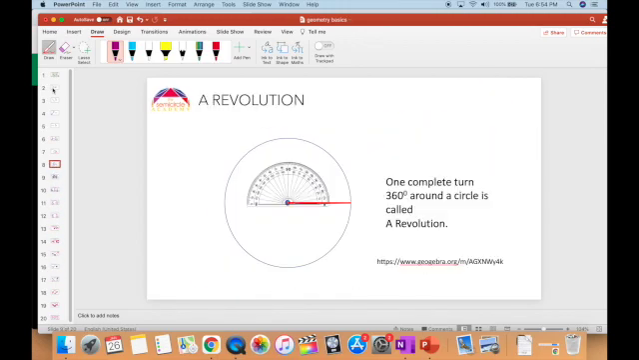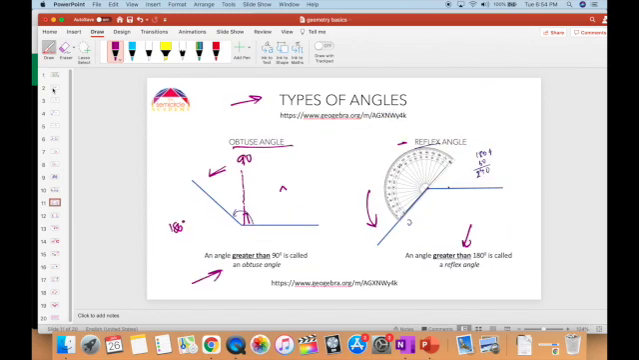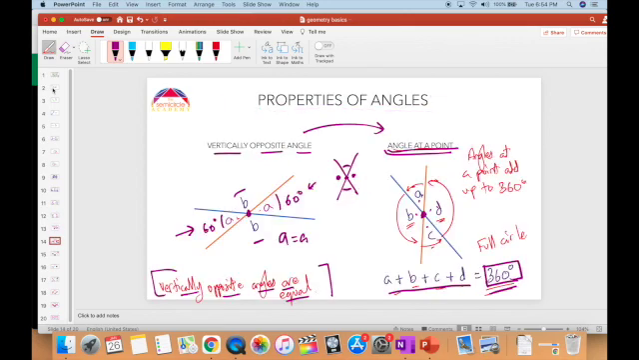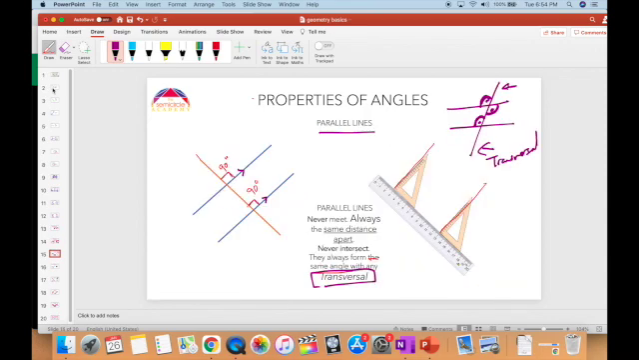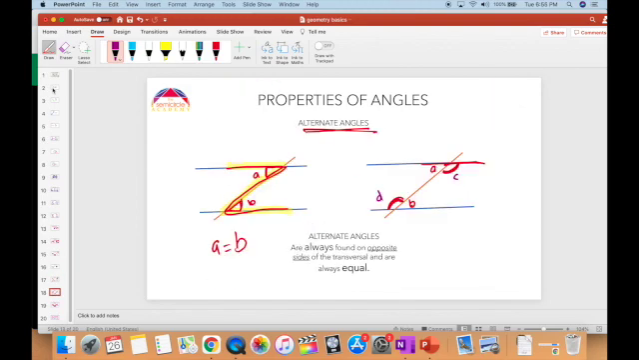Just one more time, the types of angles are right, straight, acute, obtuse, reflex. The properties of angles are complementary, supplementary, adjacent, vertically opposite, angle at a point, and then the parallel, transversal properties are interior, corresponding, and alternate. How are you all feeling? Is your brain ready to explode yet?